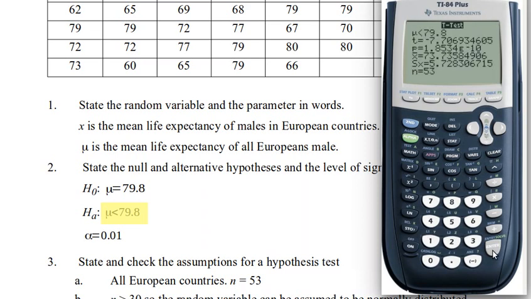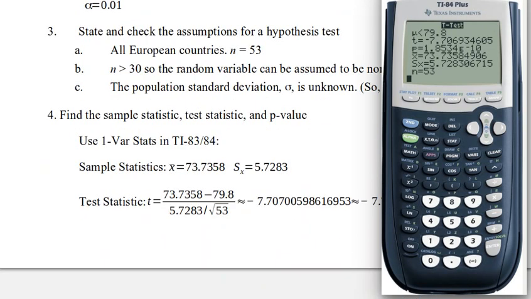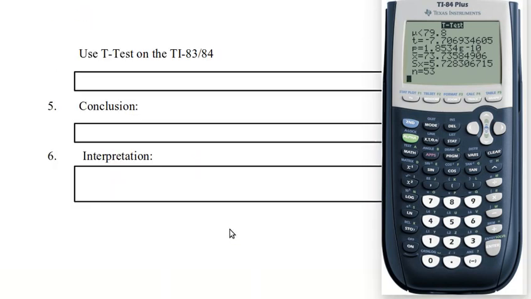So let's make sure that we got the same numbers here. So we had calculated this and we got that x bar is 73.7358. That looks correct. We got that s sub x, the sample standard deviation, was 5.7283. That looks correct. n equals 53. That looks correct. And of course, our test statistic, negative 7.70693 and change. That looks like what we got earlier as well. So now we can record our t-score, or our p-value, mind.